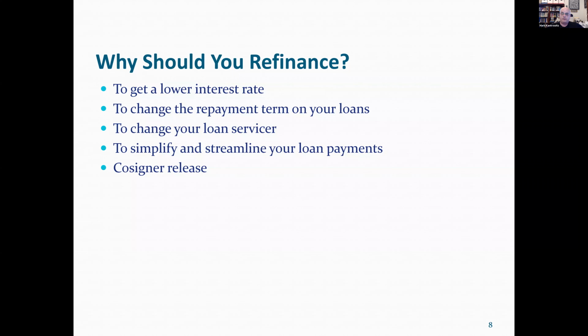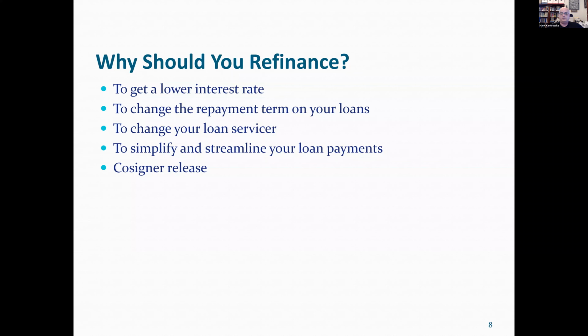The interest rate on a private student loan is based on the current credit scores of the borrower, and if you have a cosigner, the cosigner's credit scores. It's the higher of the two credit scores. And if your credit scores or your cosigner's credit scores have improved, you may be able to get a lower interest rate on the refinance, and that can save you some money.